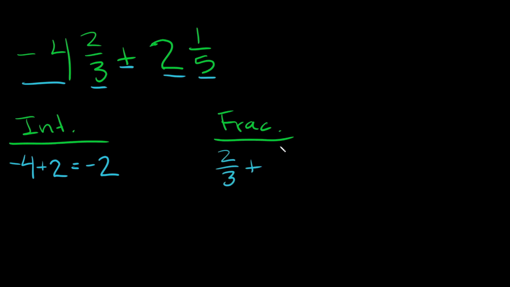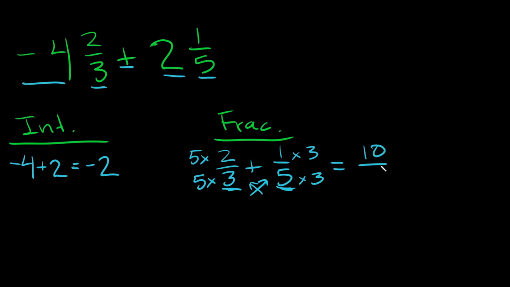2/3 plus 1/5, okay? Different denominators, so what do? We just cross them, right? So this 3, we have times 3 times 3. This 5, we have times 5 times 5. Okay, so let's evaluate this. 5 times 2 is 10 over 5 times 3 is 15.